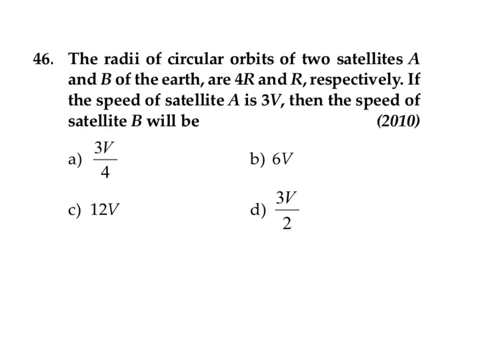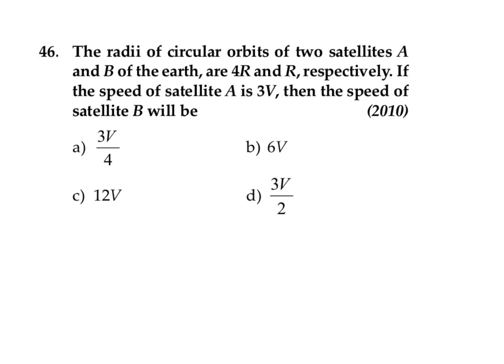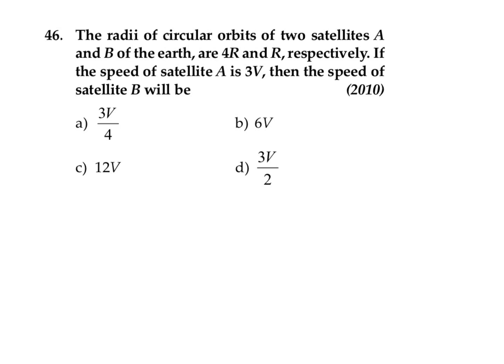The radii of a circular orbit of two satellites A and B of Earth are 4r and r respectively. The speed of satellite A is 3v. What is the speed of satellite B? So we can write the relation between orbital velocity and orbital radius.